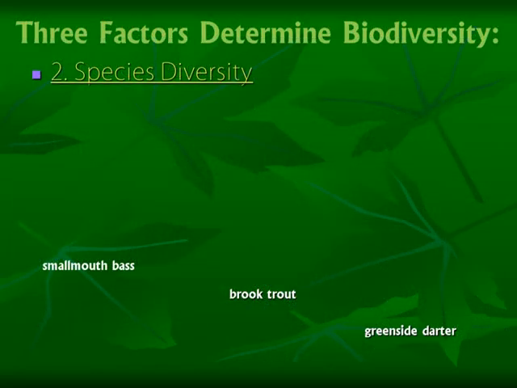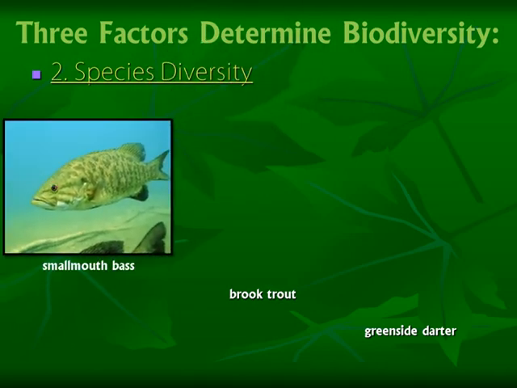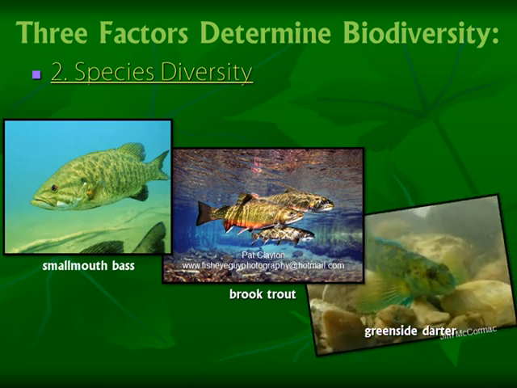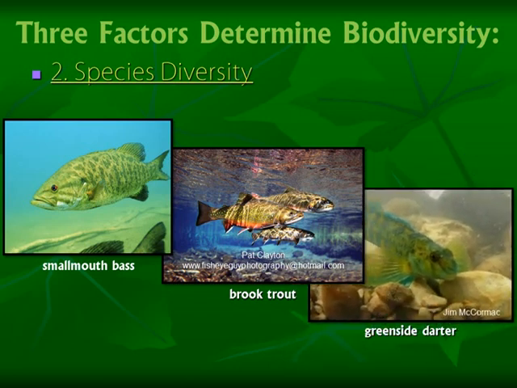The second factor is species diversity. Bass, brook trout, and greenside darter are all fish. They look and survive differently because they are different types or species of fish.